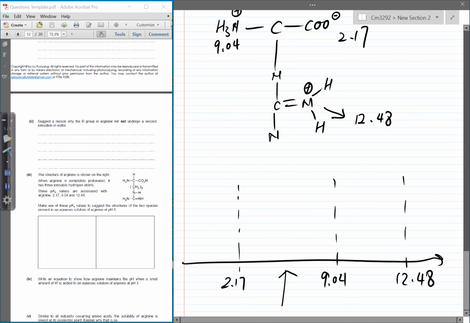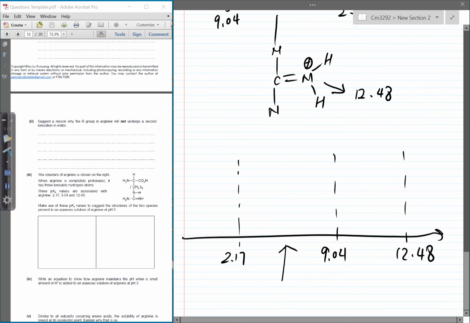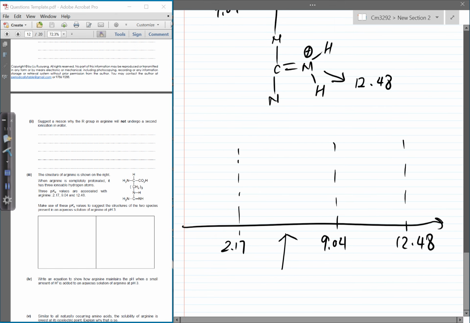So what are the 2 species? We can go the long way so that we don't get it wrong. At 2.17, everything is going to be protonated, so you're going to have the COH, H3N plus, and at the bottom here, you're going to have a NH2 plus, which is this group. I just abbreviated it.